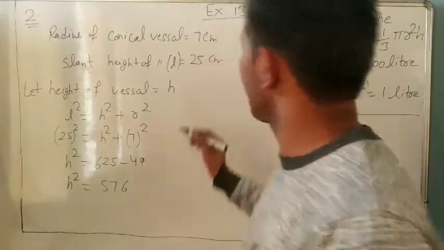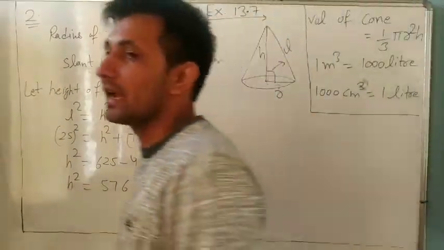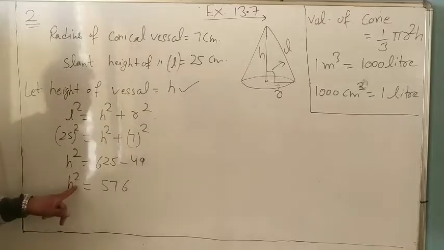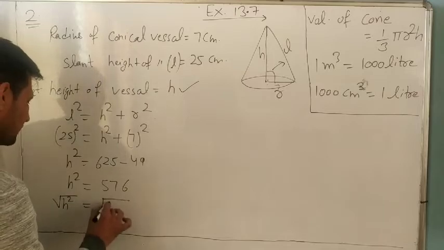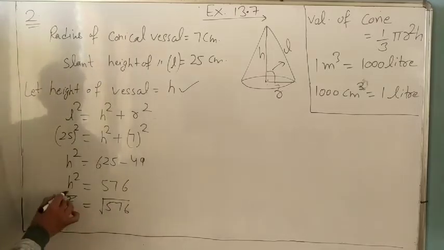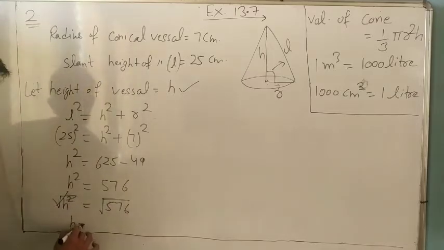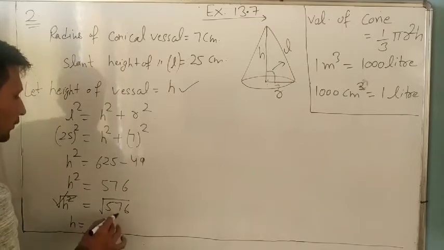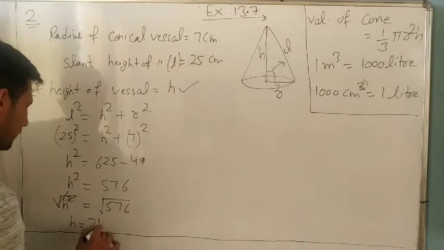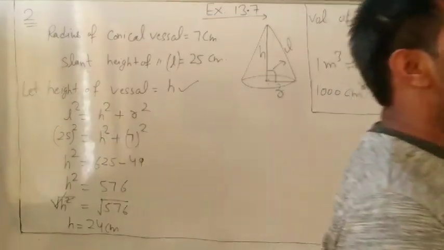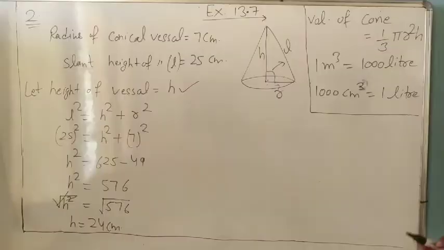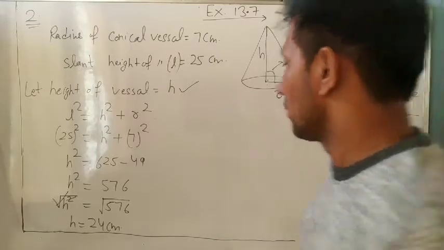576. But we want to find value of h. It is h square. How can we remove the square? By taking square root both sides. Square cancels with square root. H equal to square root of 576, 24 centimeter. We already learned in 12th chapter how to find square root, and in first chapter also. Now it means h is 24.